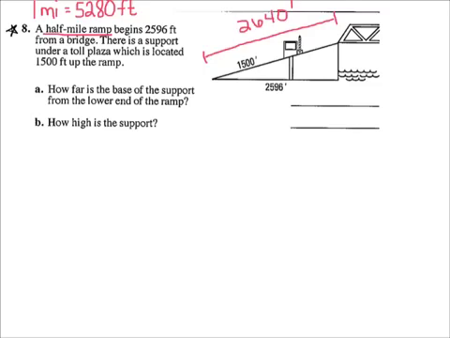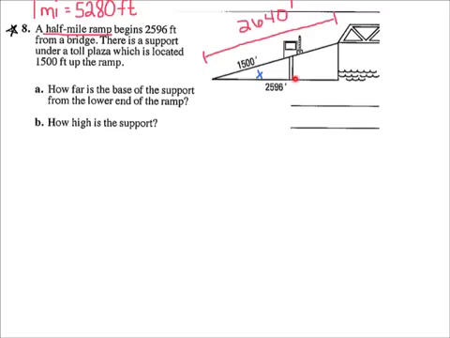Okay? And it says, how far is the base of the support from the lower end of the ramp? So this here is my support. This is what they're talking about with the lower end of the ramp. So what I'm trying to find is just this distance here. So for part A, I'm looking for this piece. Again, remembering that the 2,596 is that entire distance. Well, if you think of this as a small triangle inside a larger triangle, you can set this up as a proportion with similar triangles.